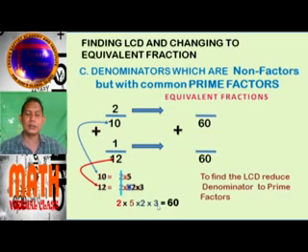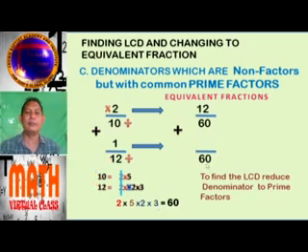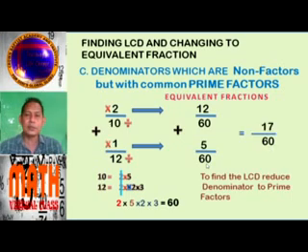Now, next, 60 divided by 12. What number can be multiplied with 12 so that it becomes 60? Okay, multiplication table of 5 or table of 12. So we have 5. So 5 times 1 becomes 5. Then you add now the numerators. So that's the process of adding fractions with denominators which are non-factors but with a common prime factor.